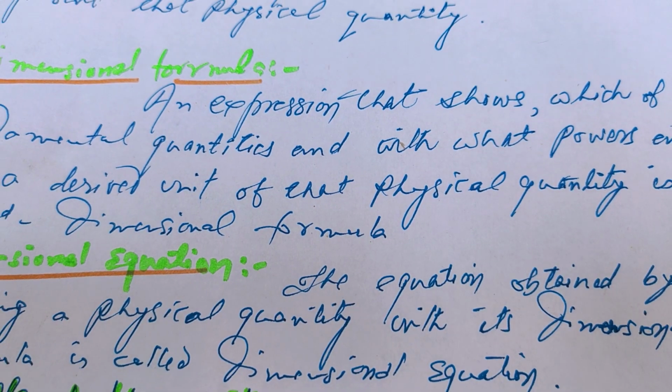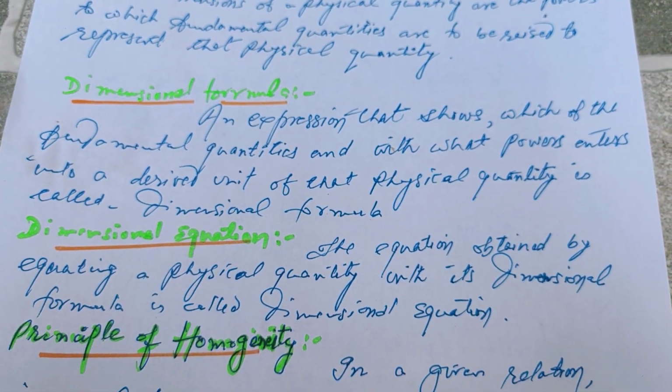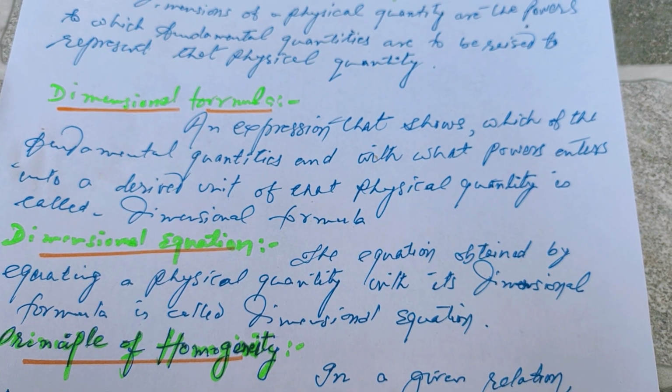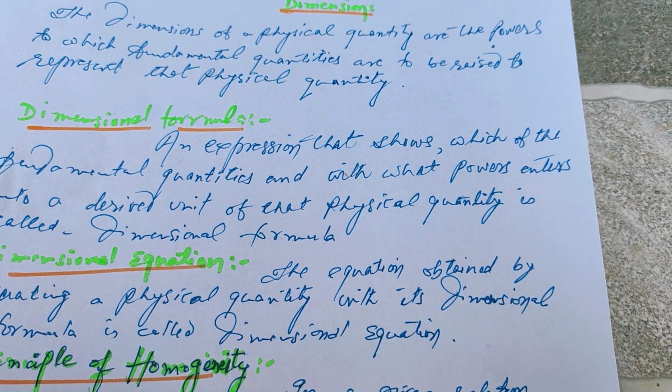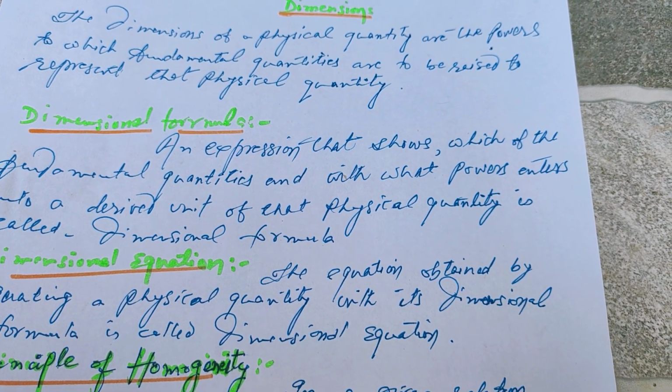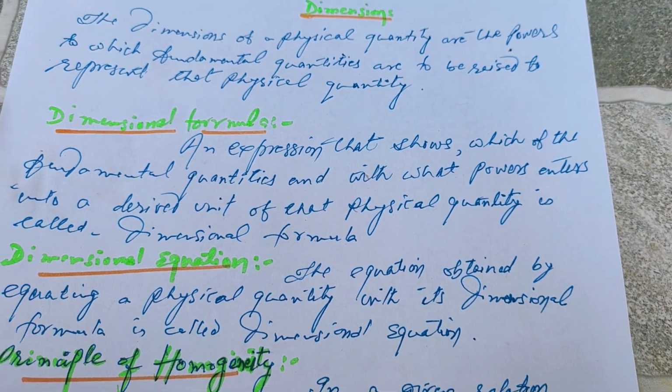After that, the second definition is dimensional formula. A dimensional formula is an expression that shows which of the fundamental quantities, and with what powers, enter into the derived unit of that physical quantity.